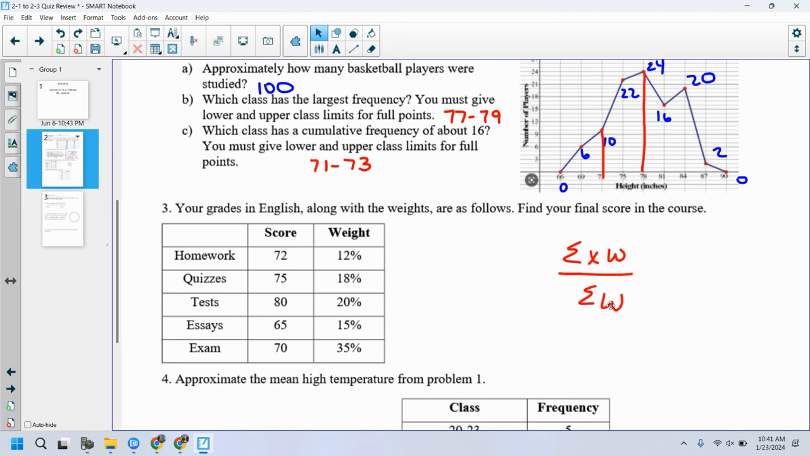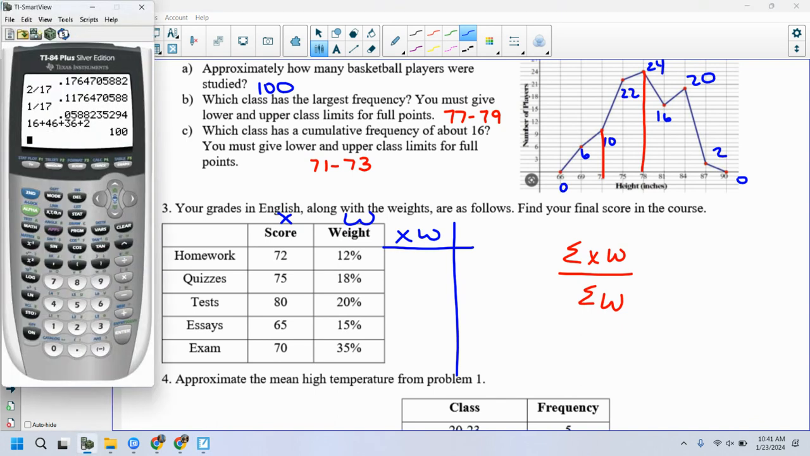Okay, I'm going to give myself a little bit more room here. Let's find XW, because this is X and this is W. I'm going to use W as a decimal, the weights as a decimal. So I'm going to have 72 times 0.12, 8.64.